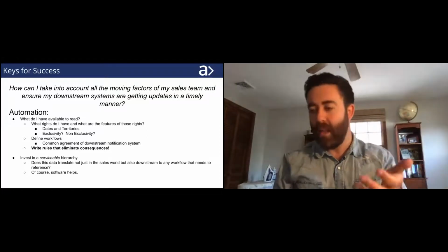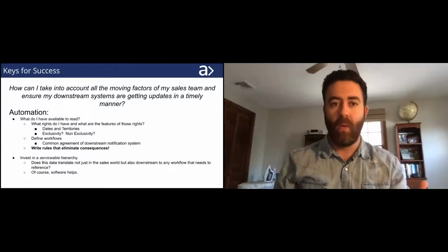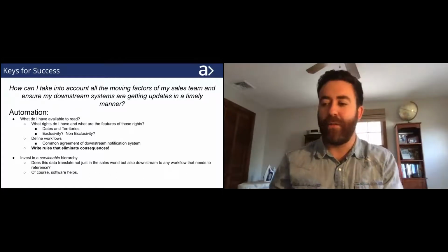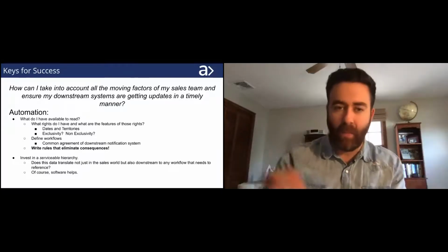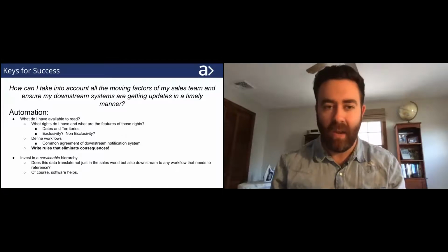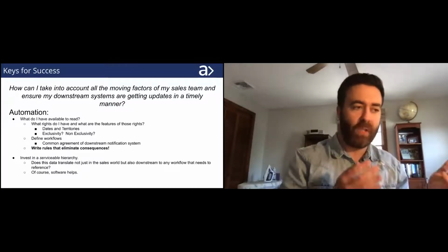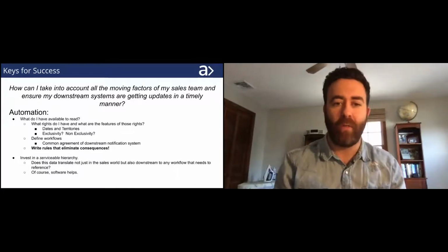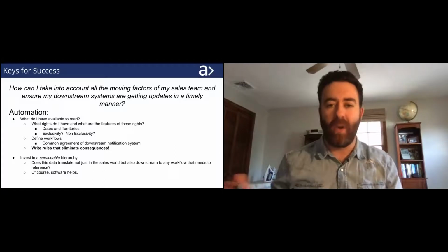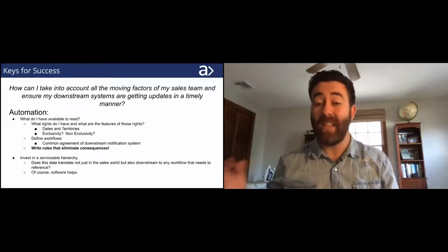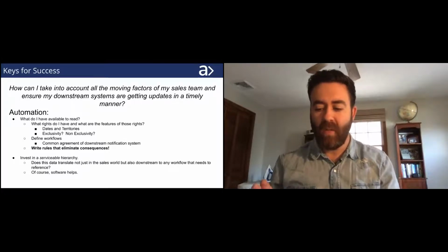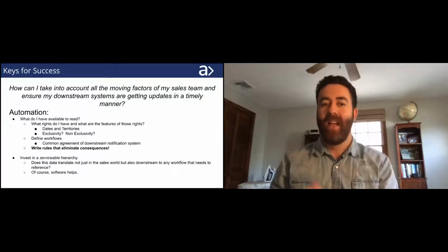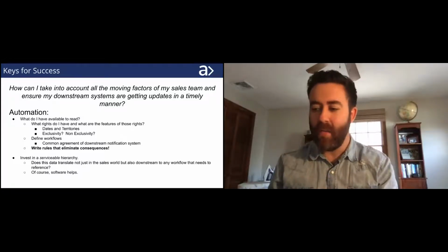Some of the things that I look at from an avails and rights standpoint is, what do I have? What are the features of those rights? How are they documented? Are there dates? Are there territories? Once again, Eric, to the point you brought up earlier, exclusivity versus non-exclusivity. How do we define those workflows? Yes, of course, automation, but even from a person-to-person workflow standpoint, having that common agreement of downstream notifications or expectations, which I don't have on here, but is also very important, is prime. You must have that, or else there will be breakdown, there will be more email, there will be frustration, and I've seen it.